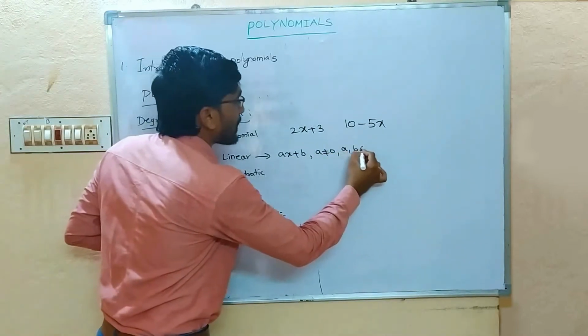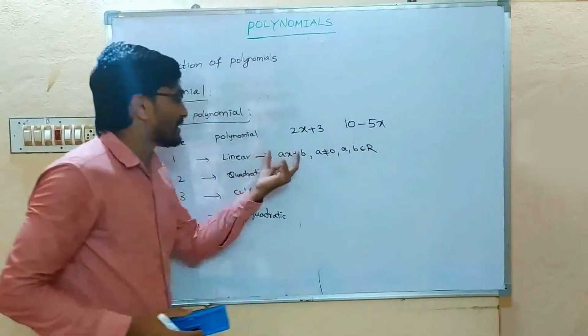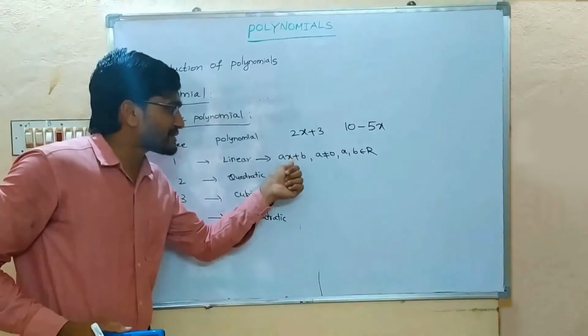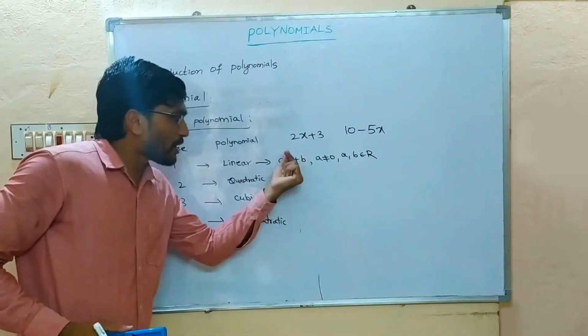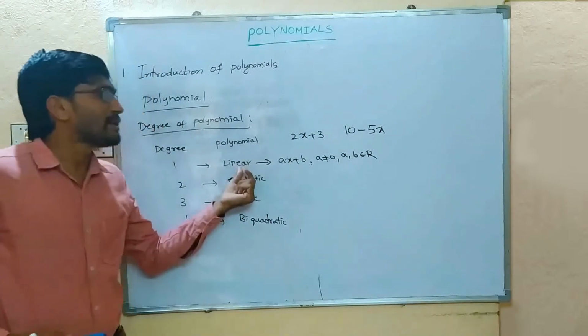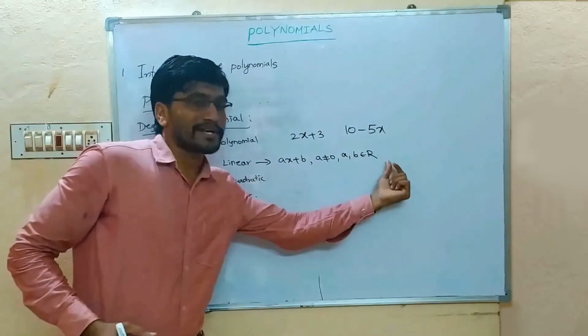a, b belong to real numbers, nothing but constants. So a and b are the constants, and x is the variable. The degree of the polynomial is 1, so it is called a linear polynomial. It is the general form.